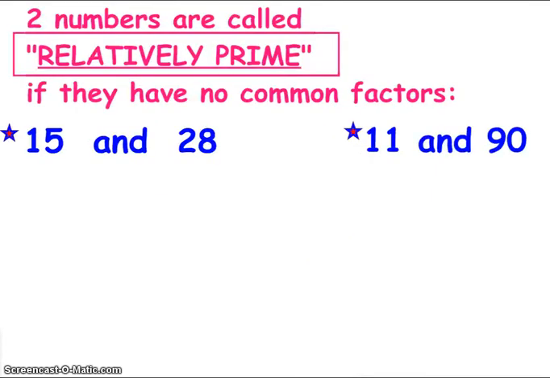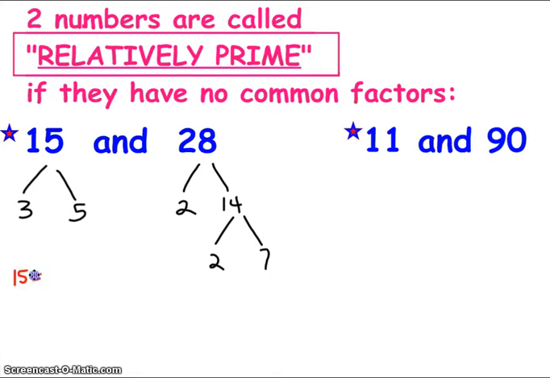Now, occasionally we'll come across numbers that are called relatively prime. The number 15 is not prime, and the number 28 is not prime. However, when I do my prime factorizations and break these two down, you'll notice that they do not share. There's a 2, and a 7 is not shared by the 3 and the 5. 15 is equal to 3 times 5, but 28 is equal to 2 times 2 times 7. They don't share anything, so they are called relatively prime.